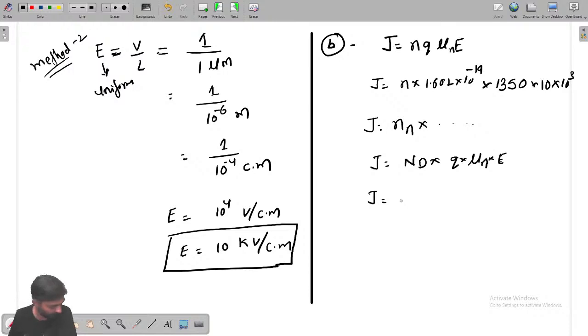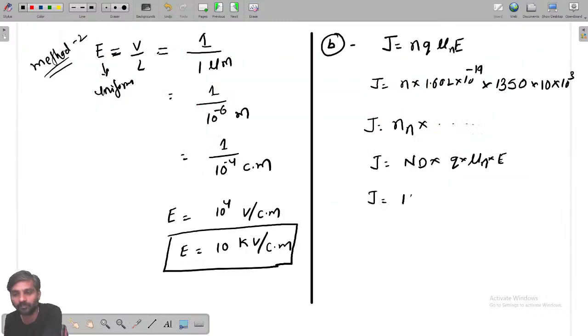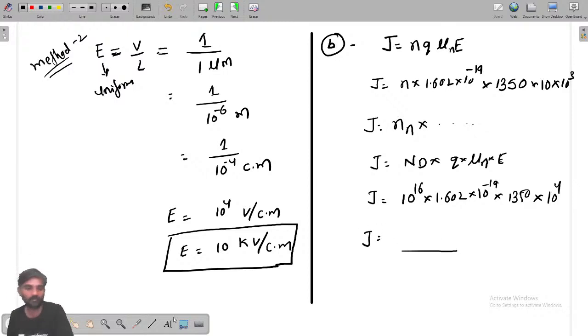Calculate, sir. What is the Nd value as given? 10 to the power of 16, into 1.602 into 10 to the power of minus 19, into 1350 into 10 power 4. Can someone tell me what is the answer?